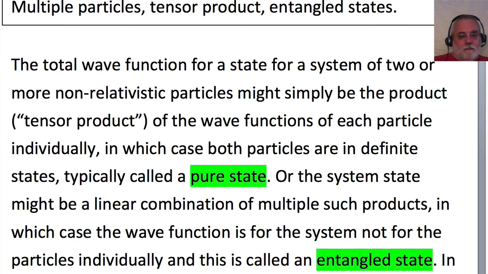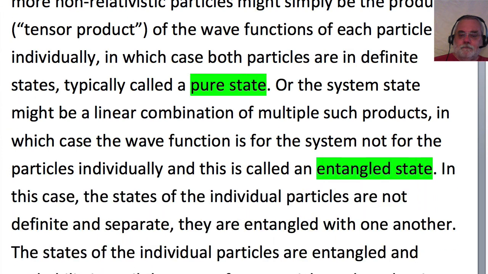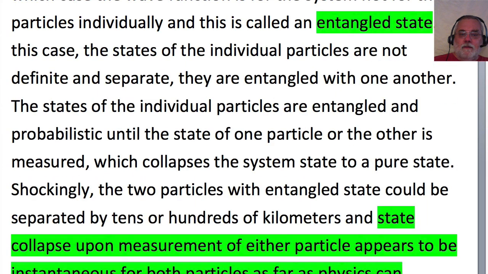Or the system state might be a linear combination of multiple such products, in which case the wave function is for the system, not for the particles individually, and this is called an entangled state. In this case, the states of the individual particles are not definite and separate, they are entangled with one another. The states of the individual particles are entangled and probabilistic until the state of one particle or the other is measured, which collapses the system state to a pure state.